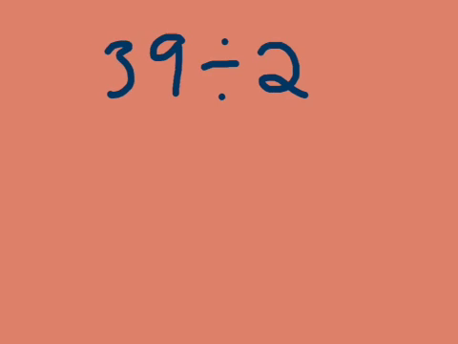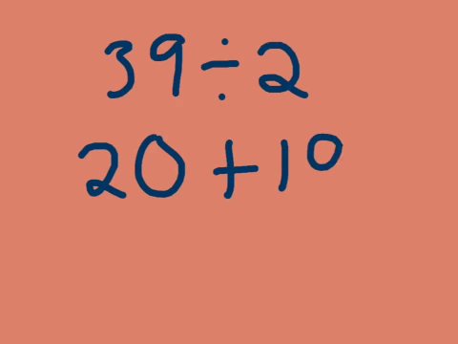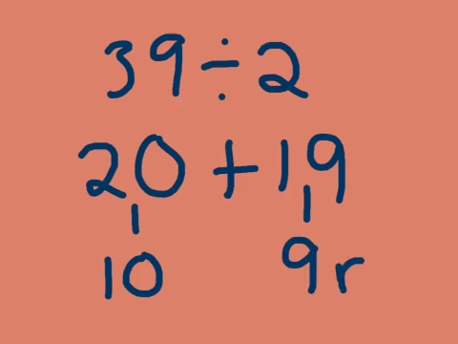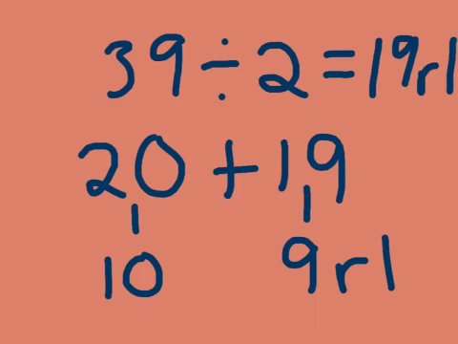Oops, I meant to say 39 divided by 2. So I'm going to make as many groups of 2 as I can, breaking it down. 39 can be broken down into 20 plus 19. So if I have 20, that's going to be 10 groups of 2. 19, well, I could make 9 groups of 2 with 1 left over. So all together I have 19 groups of 2, remainder 1.